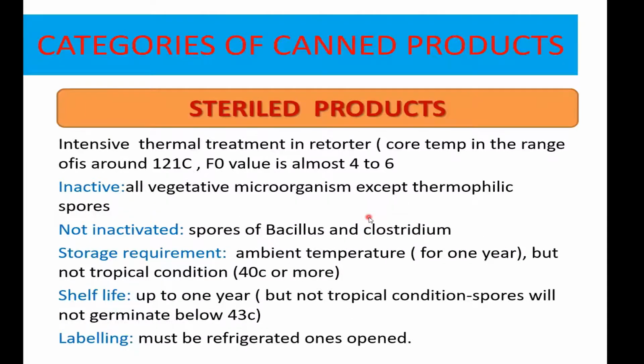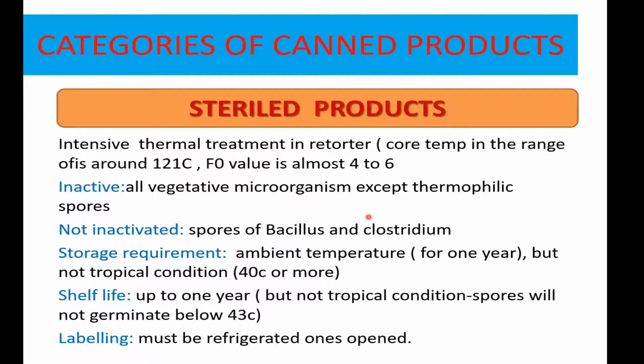Next is the sterilized product. Here we will give the intensive treatment, and the core temperature of the product will attain around 115 to 121 degrees centigrade. The F0 value is most important here. The F0 value is 4 to 6. We will be attaining the F0 value of 4 to 6 in the sterilized product.